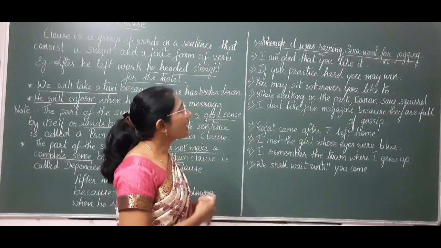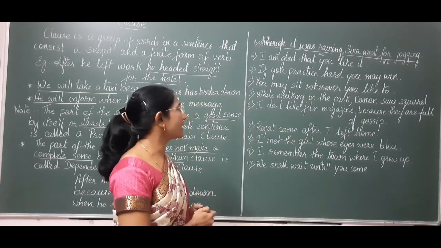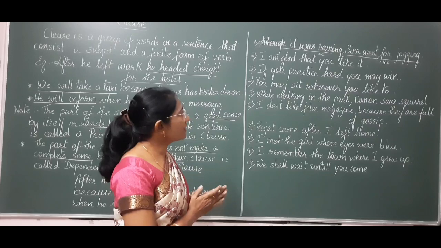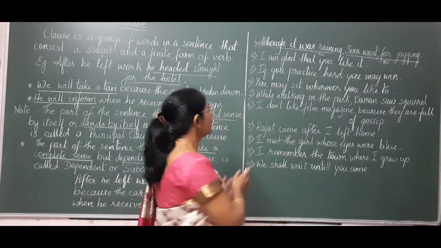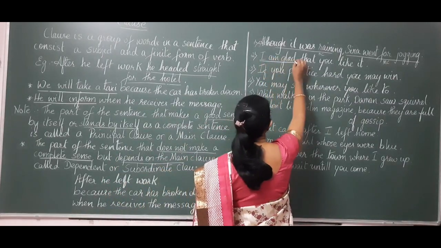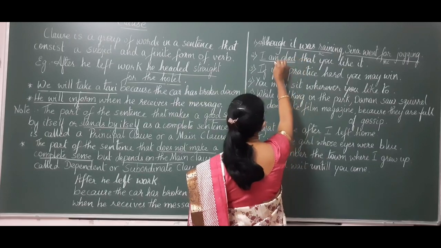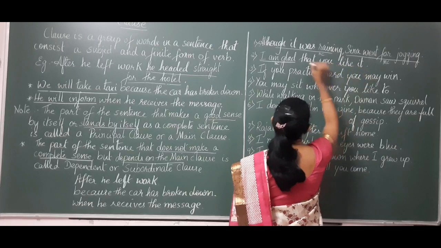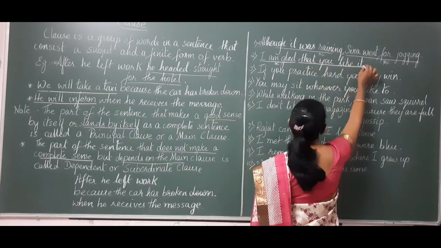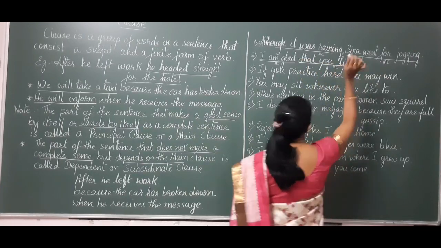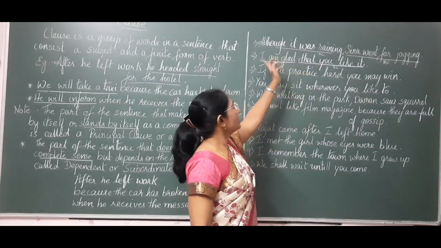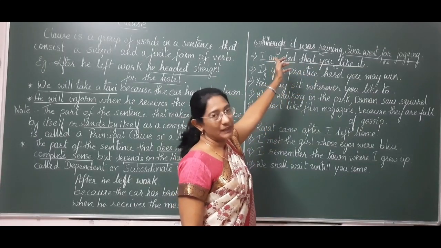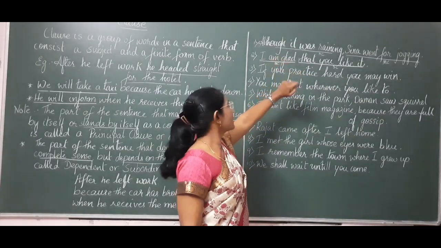Next one: I am glad that you like it. So if we split the sentence meaningfully, "I am glad" gives a complete sense and it is a main clause. "That you like it" becomes a subordinate clause because it depends on the other part, which is giving a complete sense, the main clause.